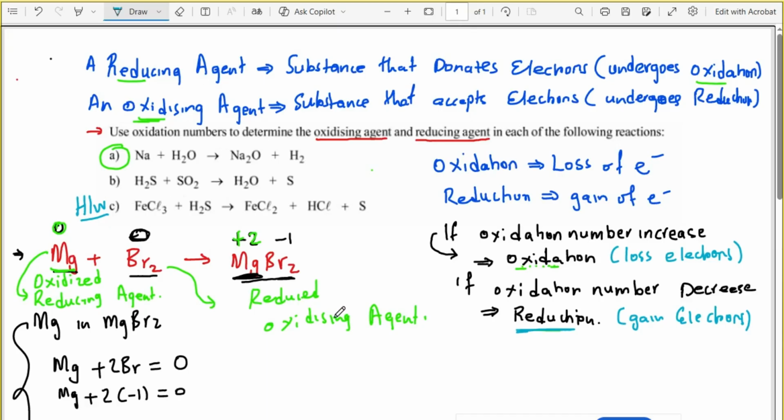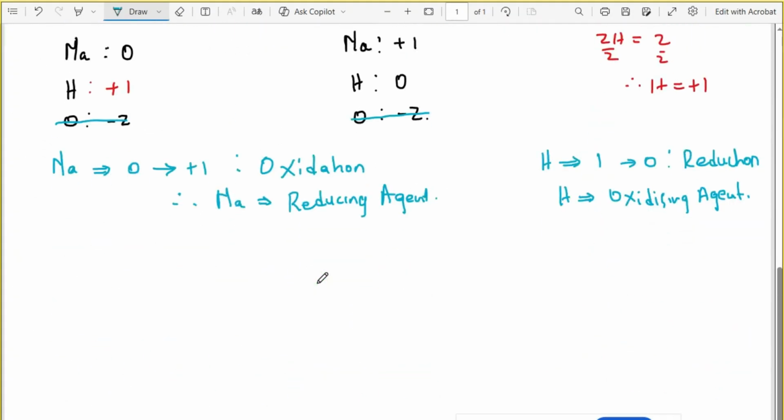Let's work on number B. Number B, we have H2S plus SO2, which gives us H2O plus S. Let me write that down. Then we'll definitely work on that.